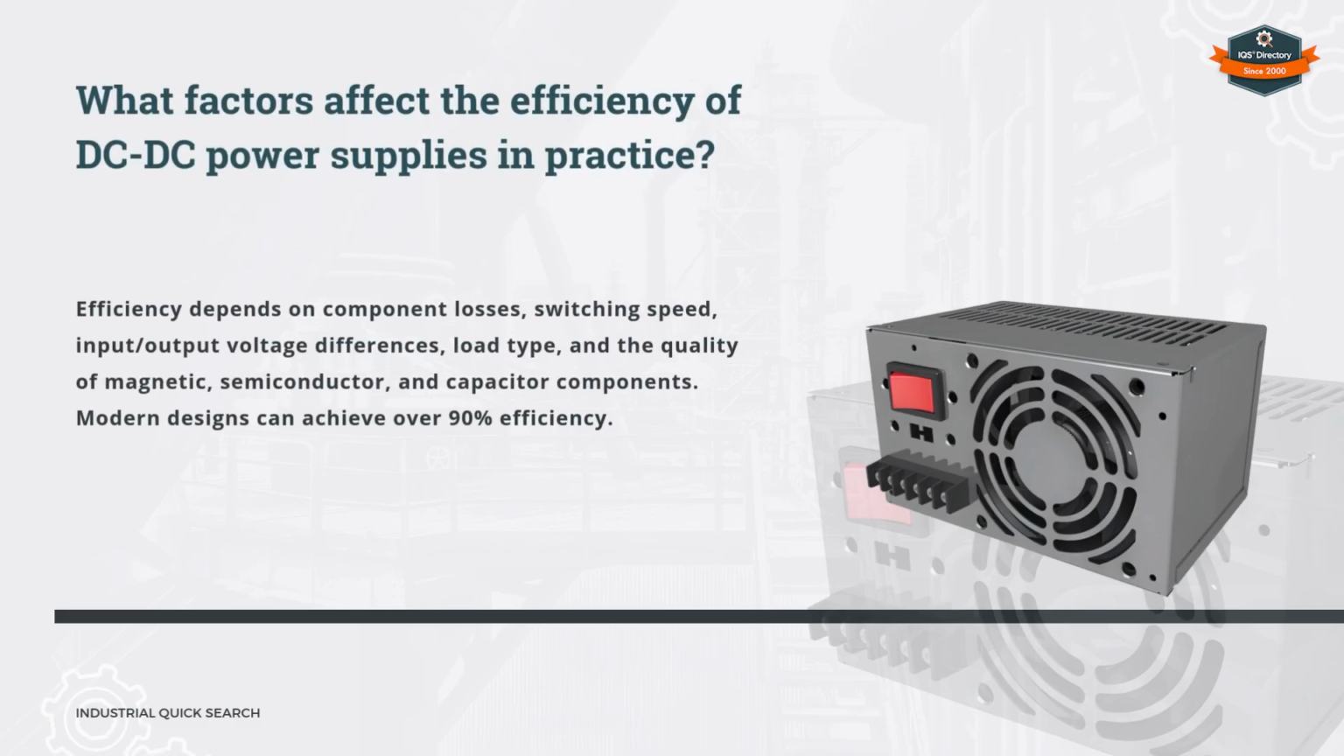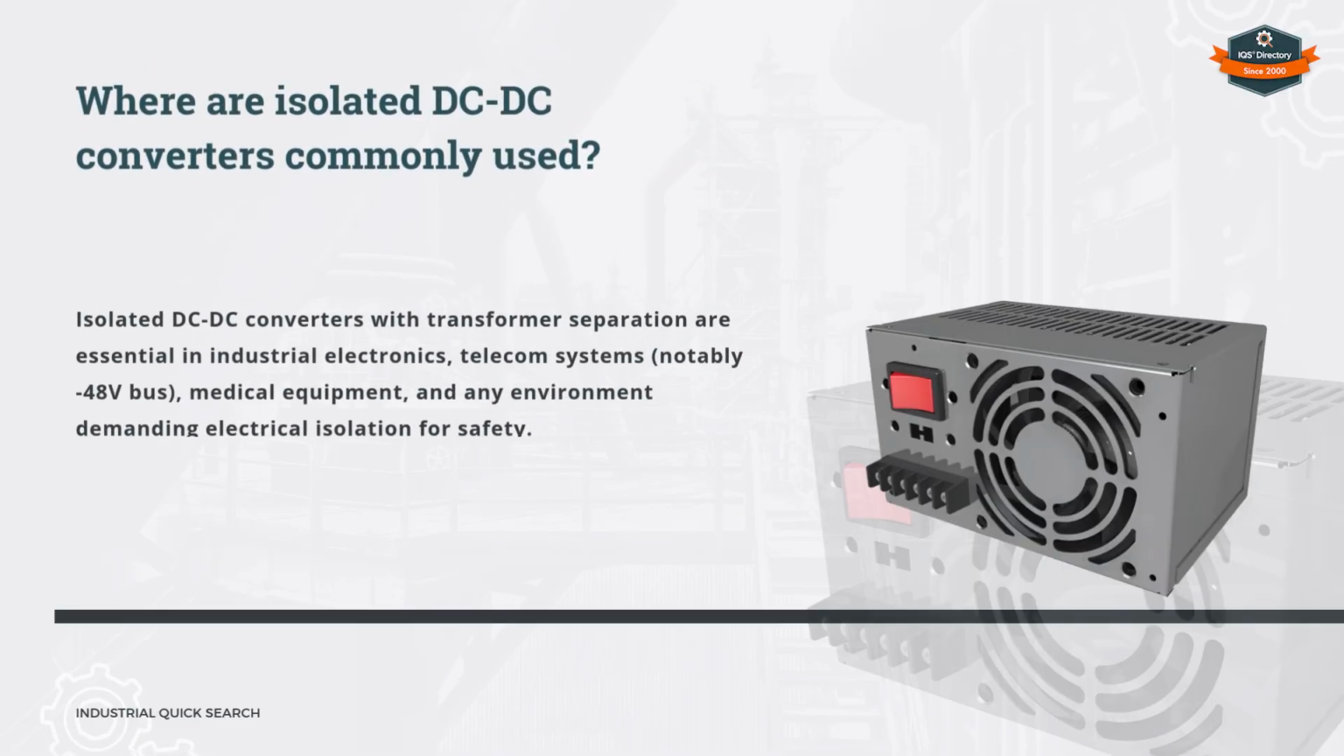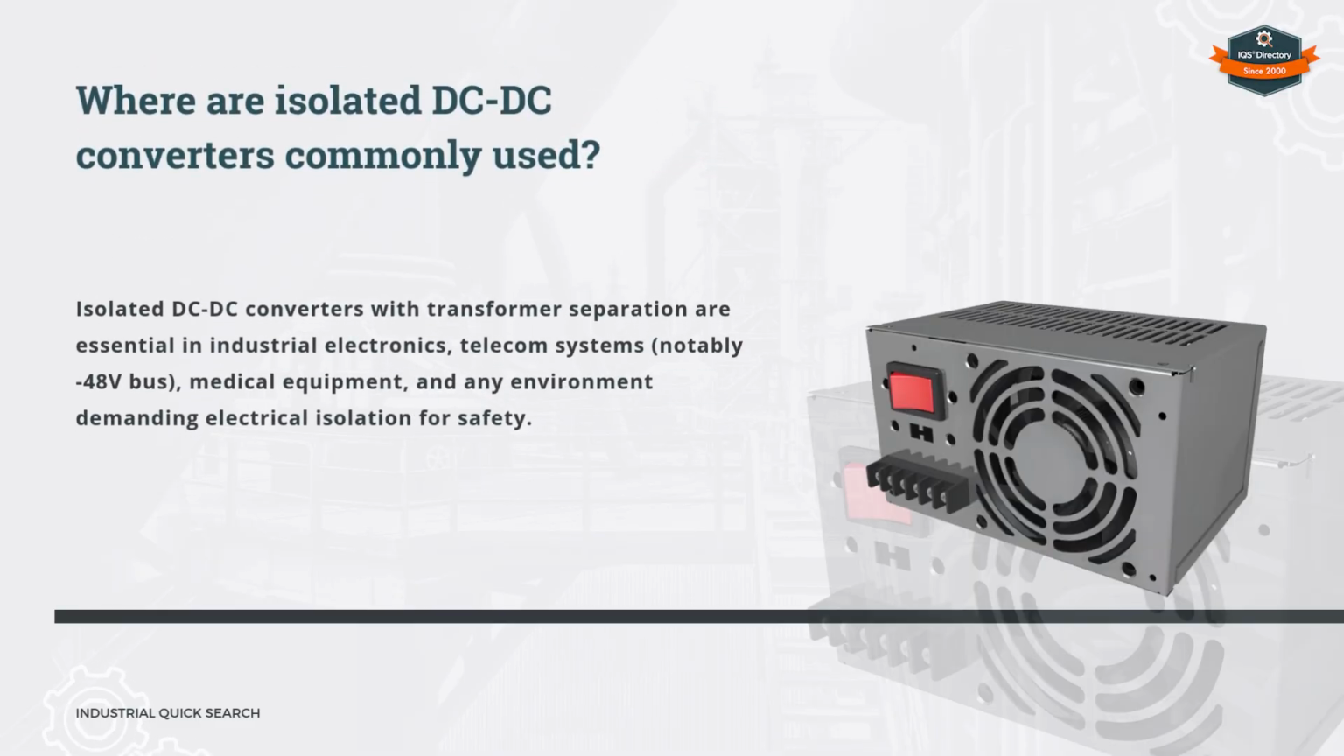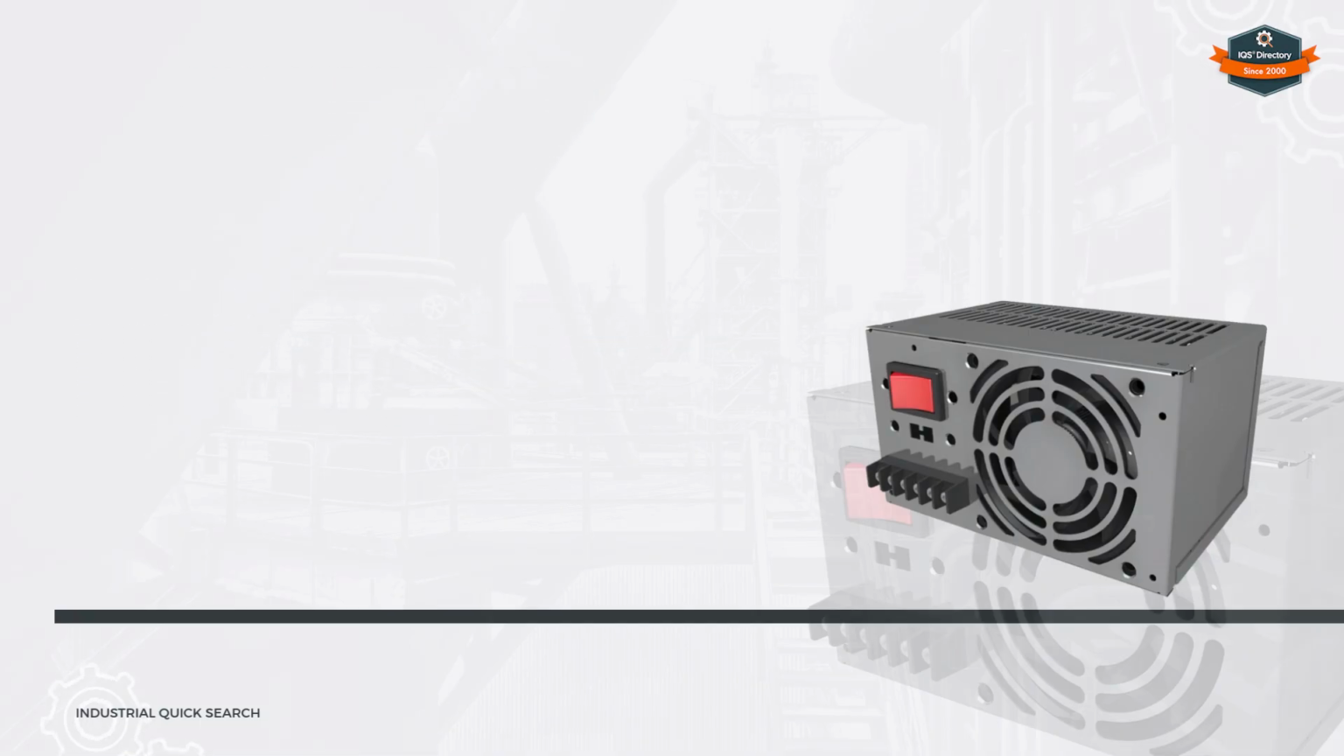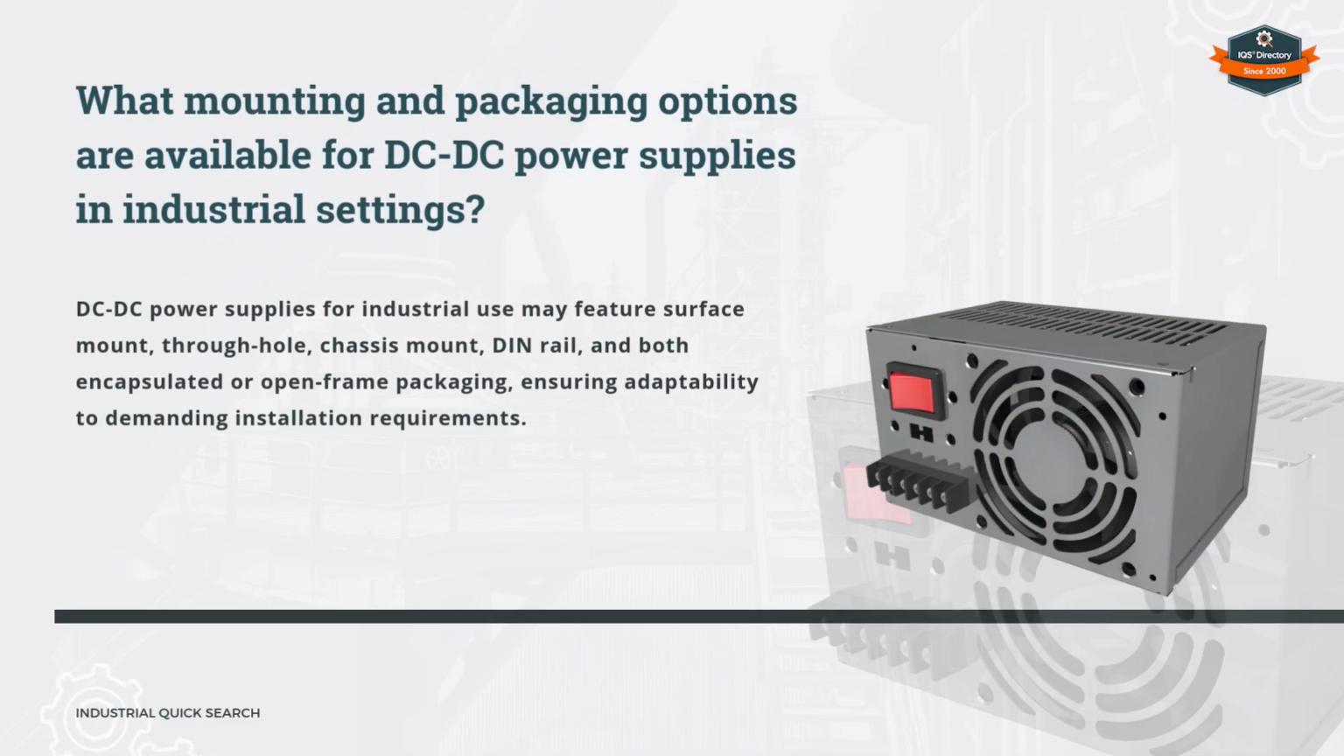What factors affect the efficiency of DC-DC power supplies in practice? Where are isolated DC-DC converters commonly used? What mounting and packaging options are available for DC-DC power supplies in industrial settings?